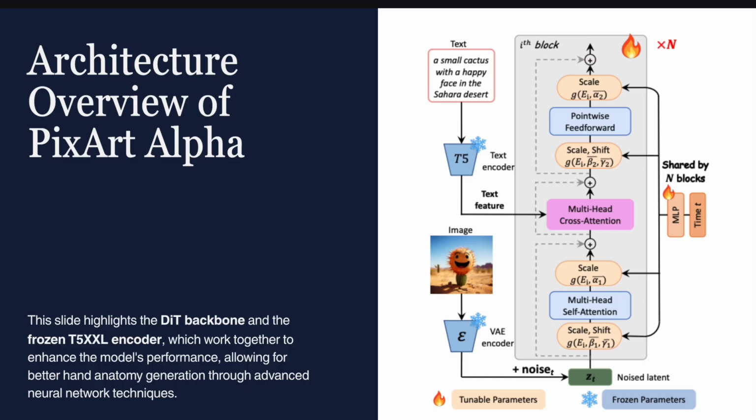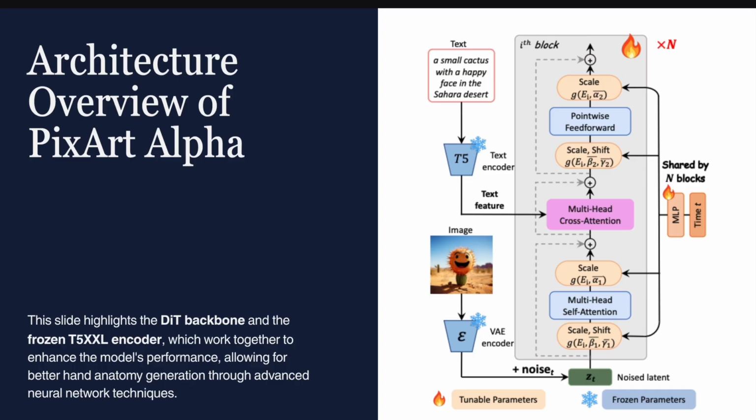First, the input text is processed using a T5 encoder. This converts the text into rich feature representations that capture the meaning of each word. At the same time, images are compressed using a VAE into a smaller latent space. This makes the computation faster while still keeping the important visual details.